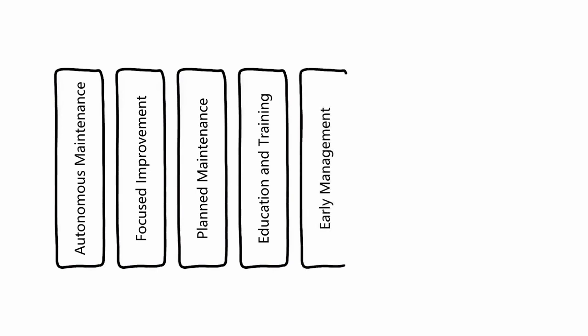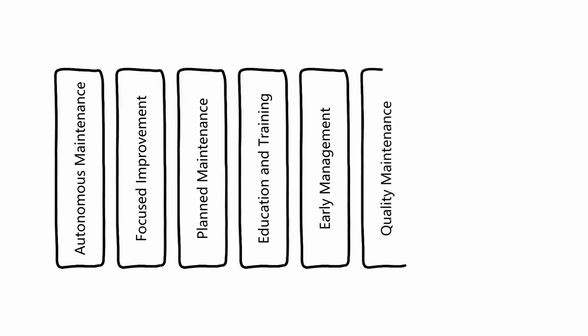Pillar 4. Education and training. Support to continuous improvement of knowledge of all workers and management. Pillar 5. Early management. Scientific introduction of equipment and design concepts that eliminate losses and make it easier to make defect-free production efficiently. Pillar 6. Quality maintenance. Scientific and statistical approach to identifying defects and eliminating the cause of them.